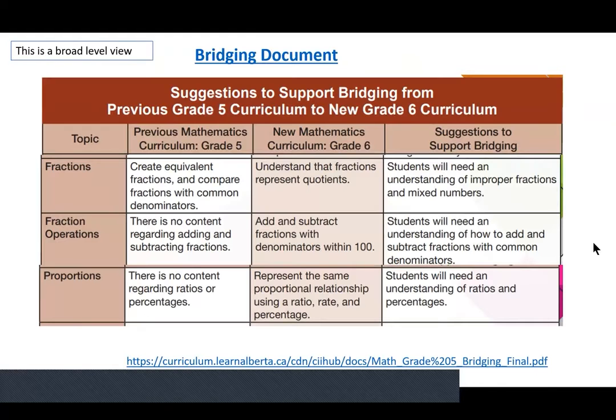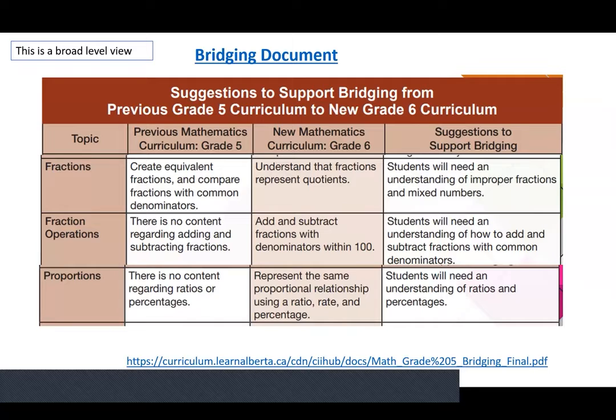Okay, and then the bridging document. I added this because teachers often ask, is there a bridging document? Unfortunately, the word bridging when it comes to grade 6 now, especially in fractions, there's no real bridge because you have to go all the way back. I guess the bridging would start from what the students are coming with prior to the grade 4 new learnings.